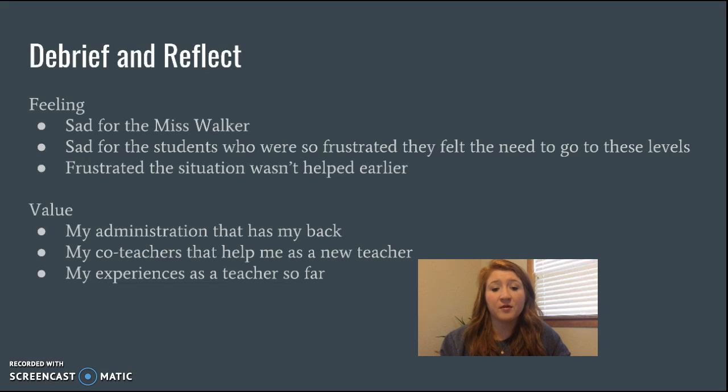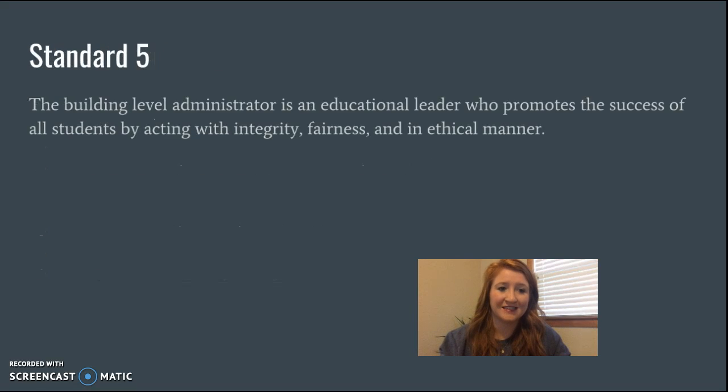What I'm valuing from this case study is my administration that has my back. I have co-teachers that have my back. As a first-year teacher, I had a lot of people helping me out. I'm still a pretty new teacher. This is only my third year teaching, and I've had a lot of help throughout my years. I also value my experience as a teacher so far, that I have not had big conflicts with students or teachers or parents.